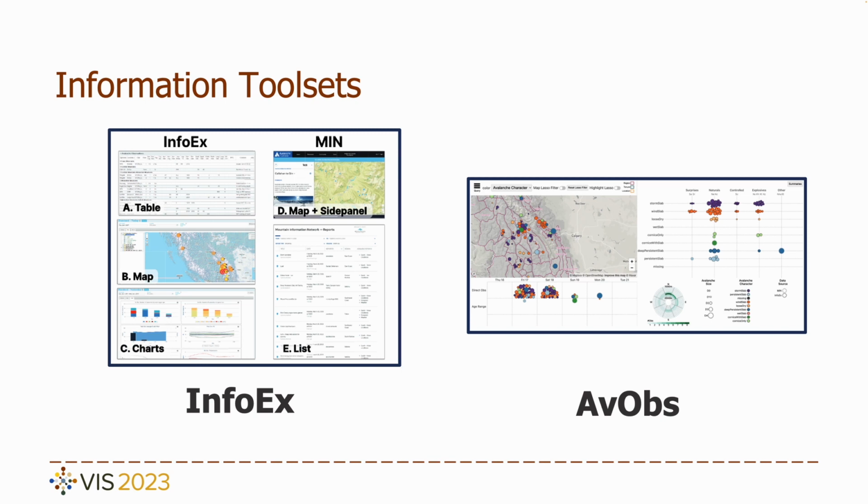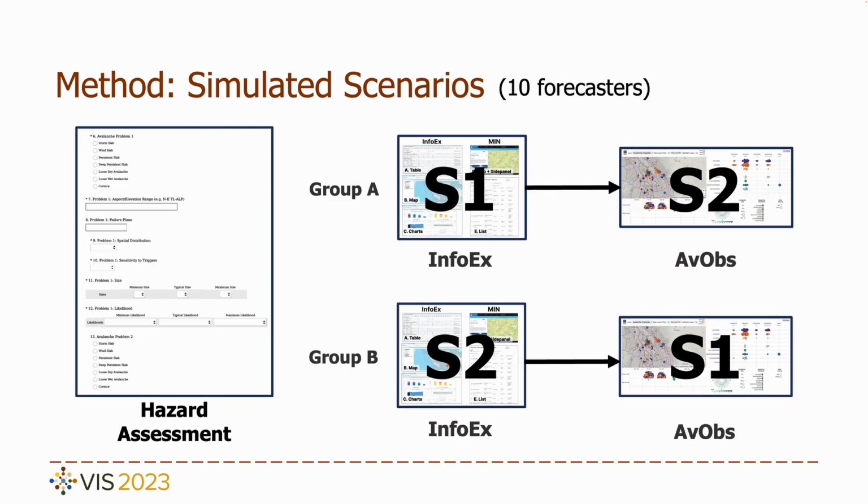The existing toolset included the professional InfoX system and the recreational MIN system, as well as our own AVOBS prototype that we developed. We conducted a study simulating real-world avalanche hazard assessments with 10 forecasters, where we developed 2 scenarios, one that would be presented using each toolset, and we created these scenarios using historical data and materials that forecasters usually would have available to ensure that the simulation was realistic.